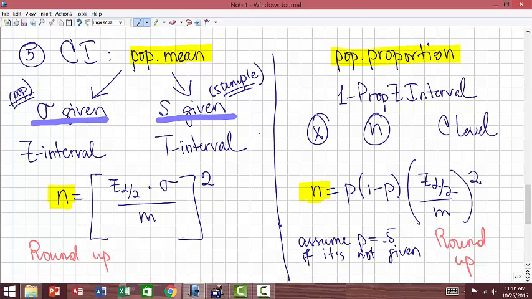So this is your confidence interval setup. First, figure out if it is mean or proportion. If it is proportion, you are good to go: you just use this command and come up with the conclusion at the end. If it is mean, figure out whether sigma or S is given. If it is sigma, it is Z interval. If it is S, then it is T interval.